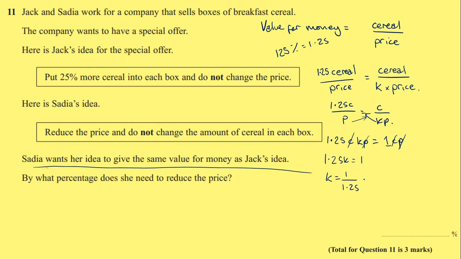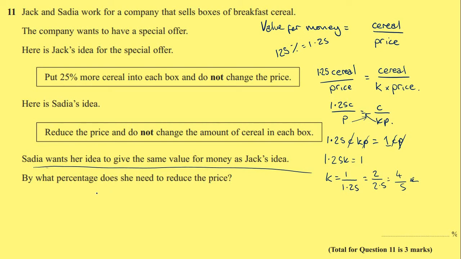Now what's 1 divided by 1.25? Well, it's tricky to work out, but I want to get it out of decimals if I can. So I'm going to have 2 over 2.5. I'm going to say, well, that's 4 over 5. Which is going to be, 4 over 5 will do. So K is equal to 4/5.